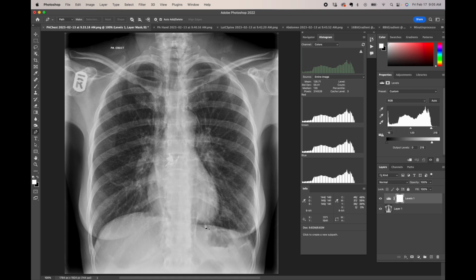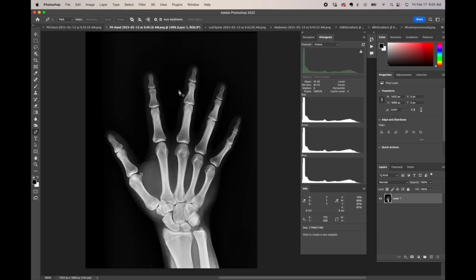I'm going to go on to another image and continue to give you more insight in how to read these histograms. Next up is a hand x-ray. Chest x-ray is a long scale image. Hand x-ray is a short scale image. I want you to look at the histograms here and how they tie into this being a short scale image and what overall is in the image.